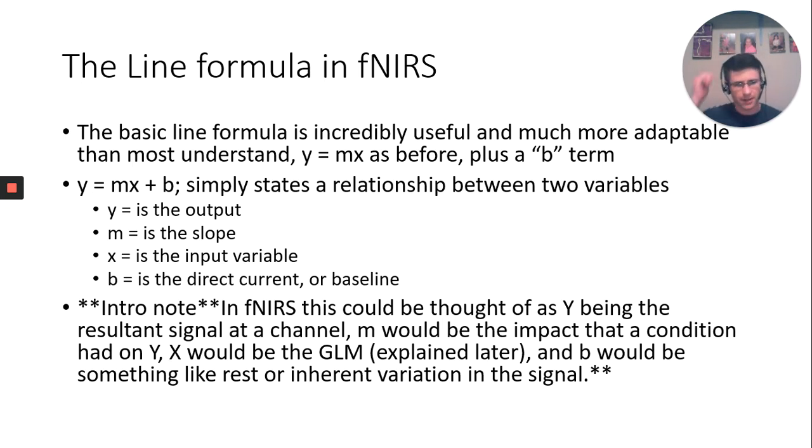So one intro note, we're not going to dive into it too deep yet, but I want to mention converting this y equals mx plus b to something in fNIRS. The y could be thought of as the resultant signal at that channel. The m would be the impact that a condition would have on that output. The x would be a GLM, which is kind of like your conditions time series, and we'll get into that later. And then b would be kind of like your rest or your inherent variation in the signal. So again, don't focus on that too much, but I want to mention it as we're looking at both formulas, so you can see the comparison, and then we'll explain it in much more detail as we go.